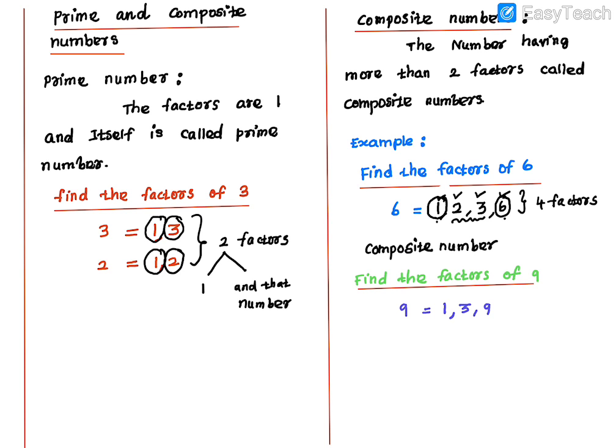Okay, so now if you look at that, how many factors are here? So there are 3 factors. But what is the condition? If a number has more than 2 factors, more than 2 factors is very important, then it is called a composite number. So the given number is a composite number. It's not a prime number.